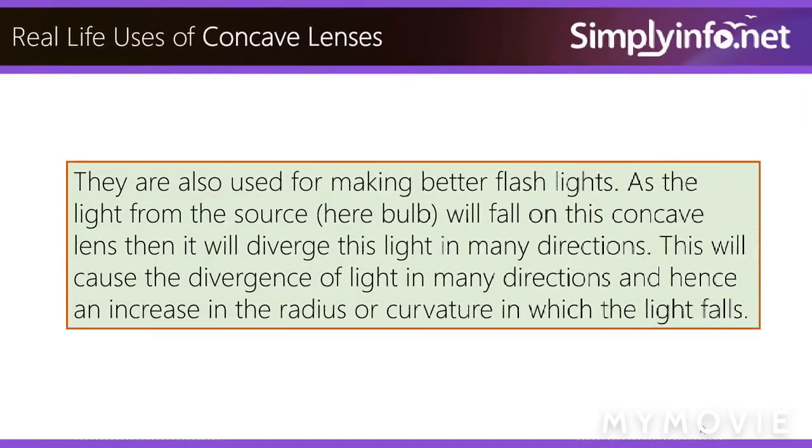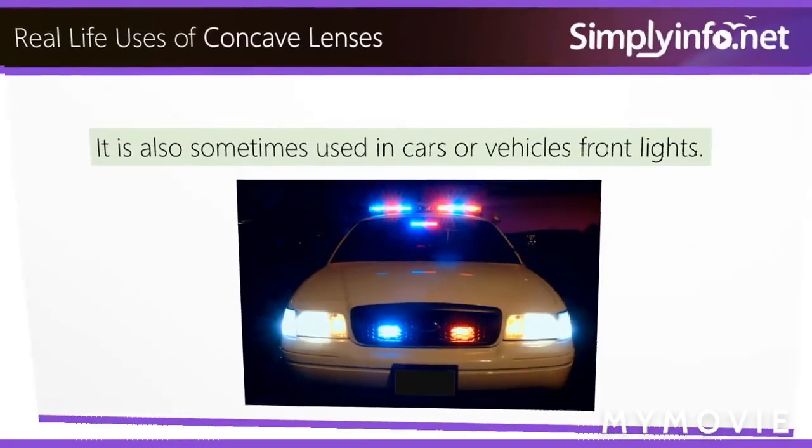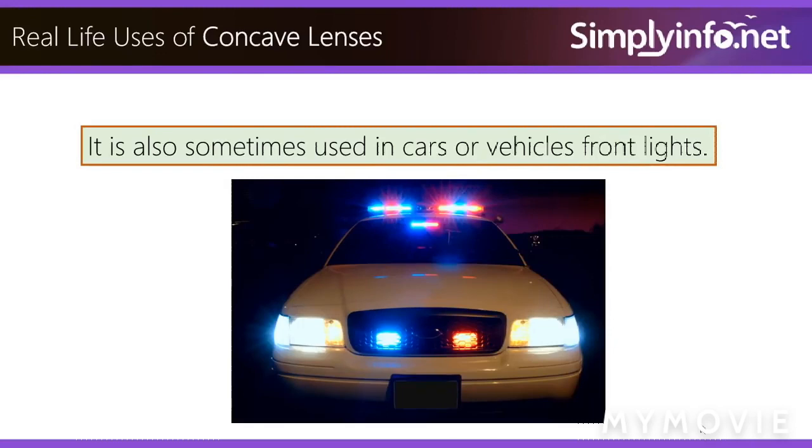They are also used for making better flashlights, as the light from the source, here bulb, will fall on this concave lens, then it will diverge this light in many directions. This will cause the divergence of light in many directions and hence an increase in the radius or curvature in which the light falls. It is also sometimes used in cars or vehicles' front lights.